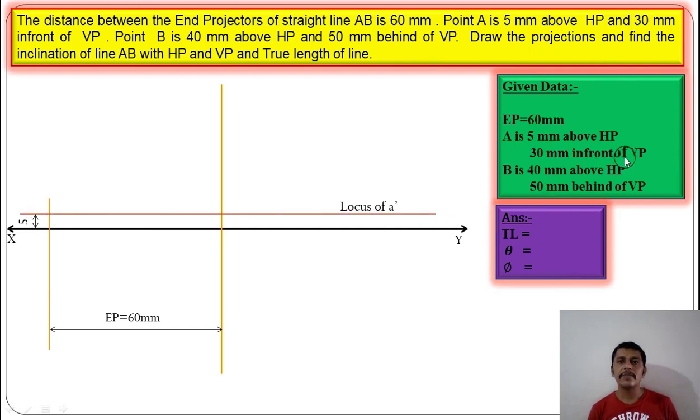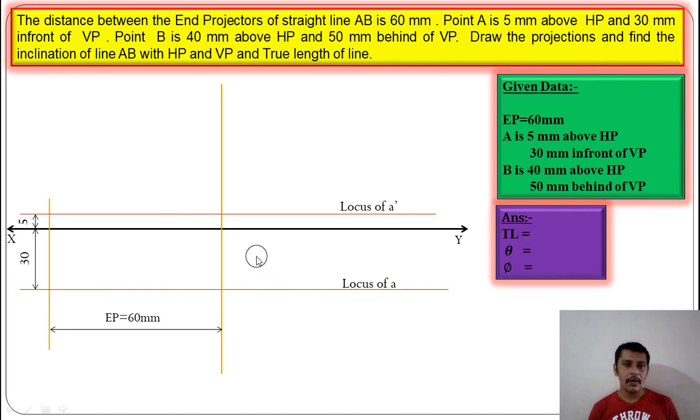And it is 30 mm in front of VP. So the plan of point A will be 30 mm below the XY reference line. So measure 30 mm below the XY reference line and draw locus of A. We will get A dash on this locus, and we will get plan of point A on this locus. Now let us consider that this is the projector of point A, and this will be the projector of point B. So we will get A dash over here and A over here. So this is the elevation of point A, and this is the plan of point A.